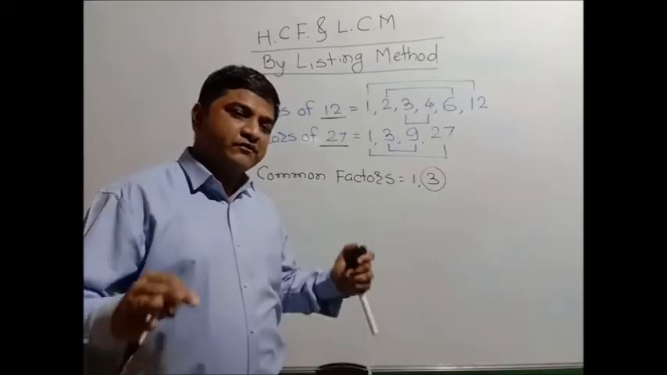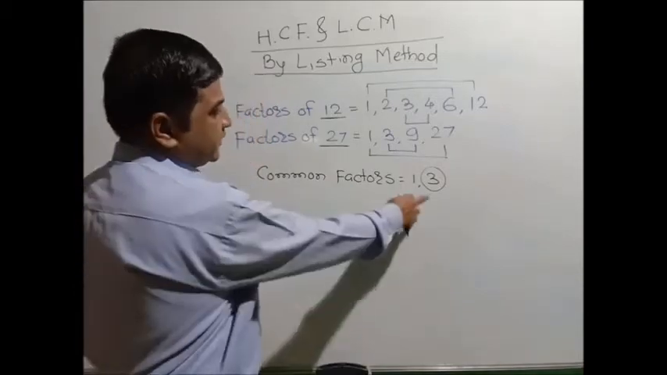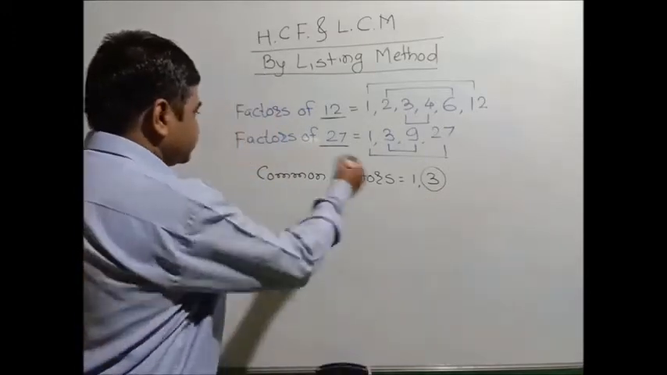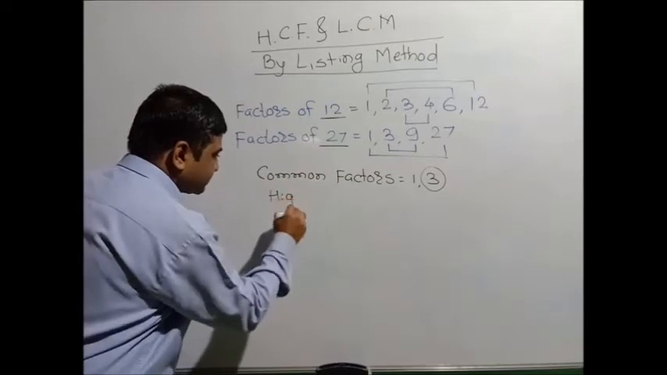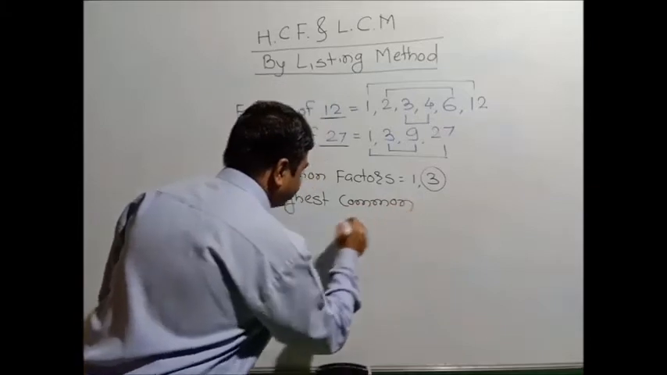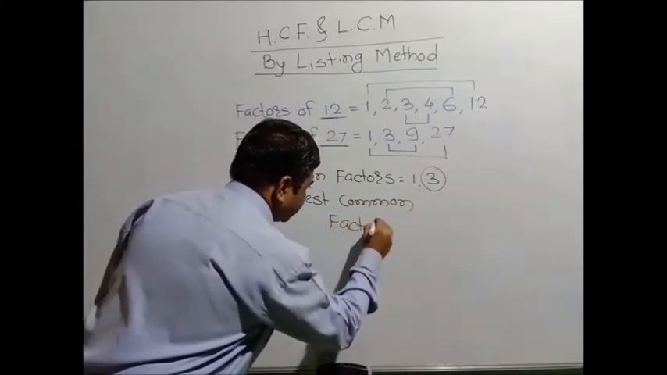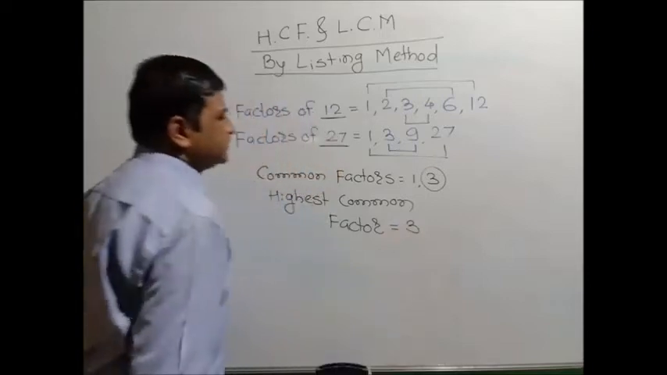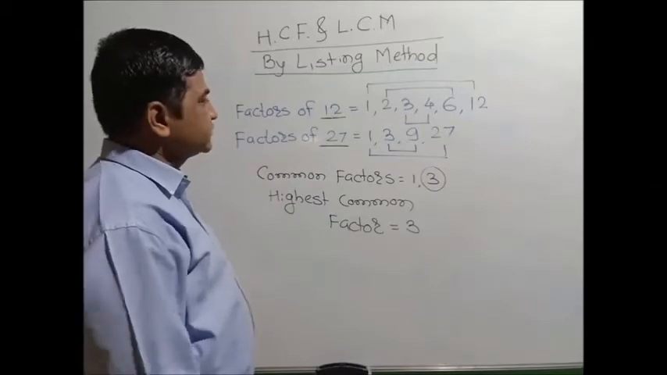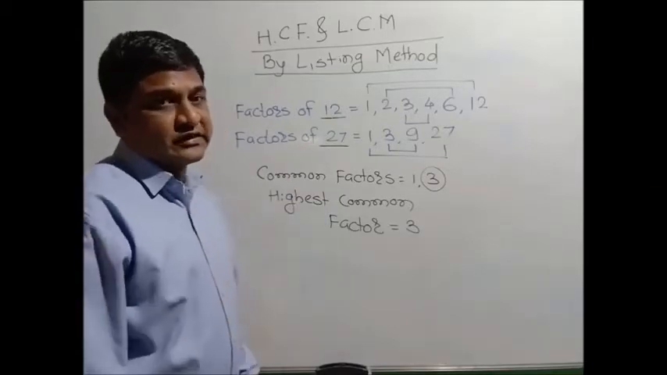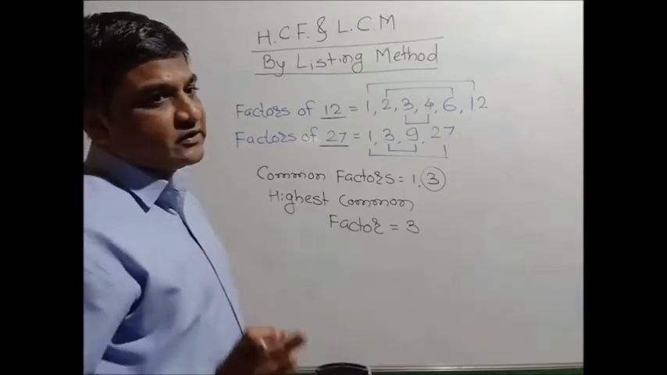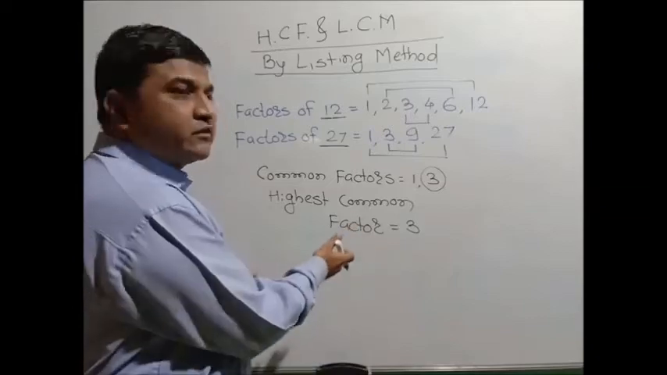So when I want the maximum possible length, the maximum possible length of ribbon pieces will be 3 meters. So we will say that the highest common factor is 3. It means I am suggesting that the person make 4 pieces of 3 meters from 12 and 9 pieces of 3 meters from 27, and there will not be any leftover, and you will get equal size pieces of blue and red ribbon. So we have got the answer.